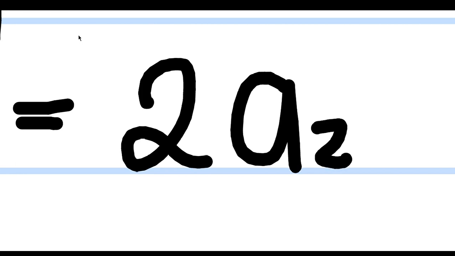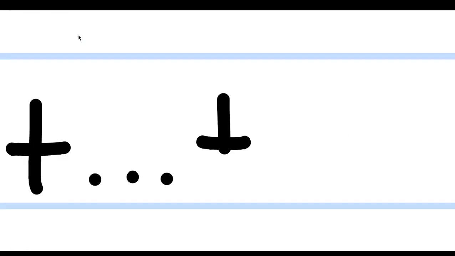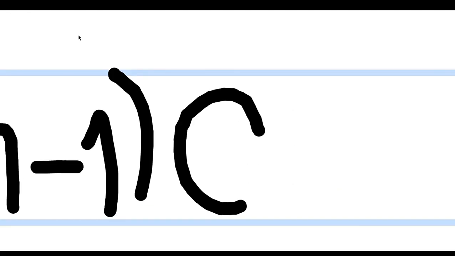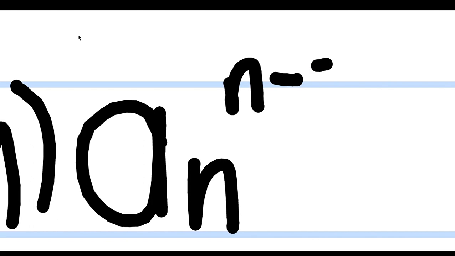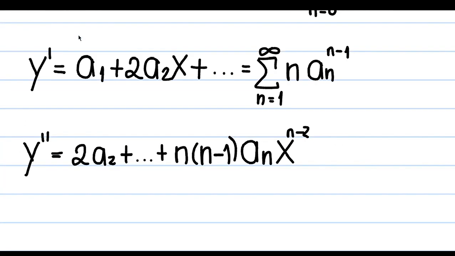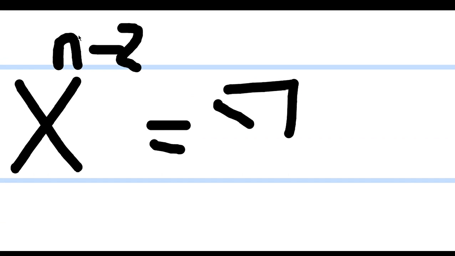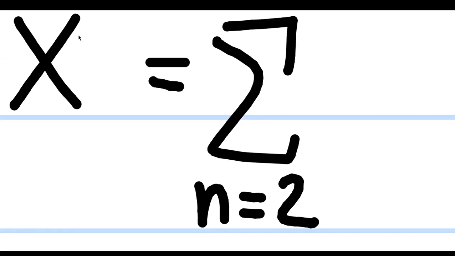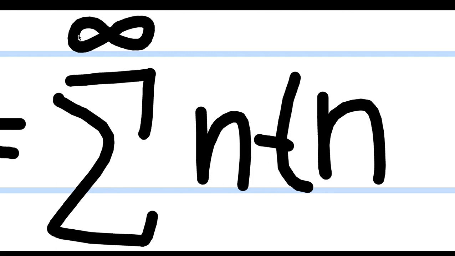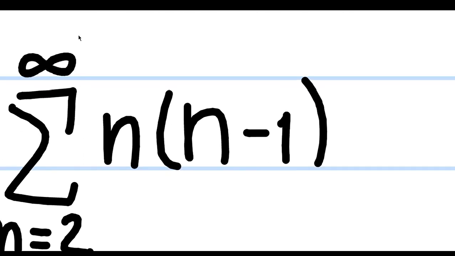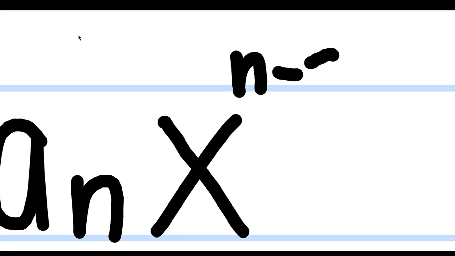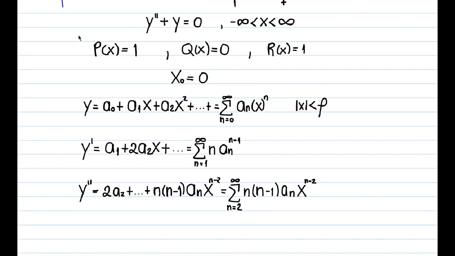Well, and the second derivative of y, y prime prime, is equal to 2 a sub 2 plus and so on, plus n times n minus 1 times a sub n x to the power of n minus 2, and this is equal to a series, which starts in this case when n is equal to 2 until infinity, of n times n minus 1 a sub n times x to the power of n minus 2.